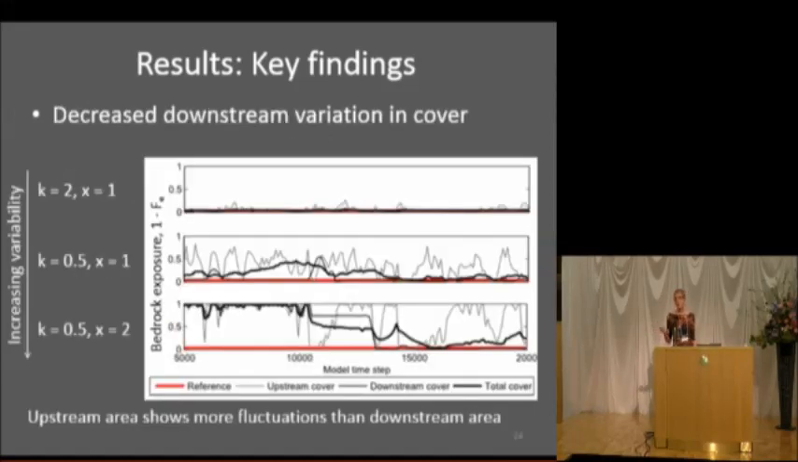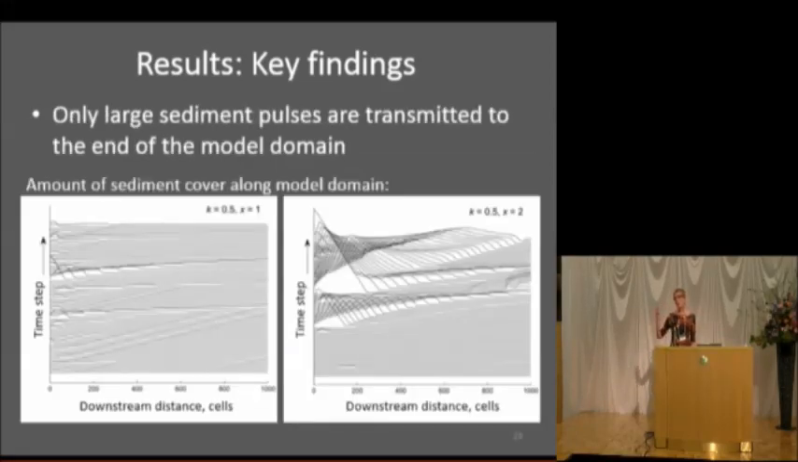We can see that we've got this downstream variation in cover. So in this case here, the gray line is the upstream variation and the thin black line is the downstream variation. And you can see that we've got a lot of variation upstream, but less variation downstream. You can also see we've got these sediment pulses that are moving down the system. So this is downstream distance. And each one of these lines shows the amount of sediment cover, and they're stacked over different time steps. And you can see that in this case here, where we've got low variation, the sediment pulse disperses and is dissipated downstream. Whereas in this case here, the sediment pulses actually manage to be transmitted to the bottom of the model, so we still see their effect at the downstream end.